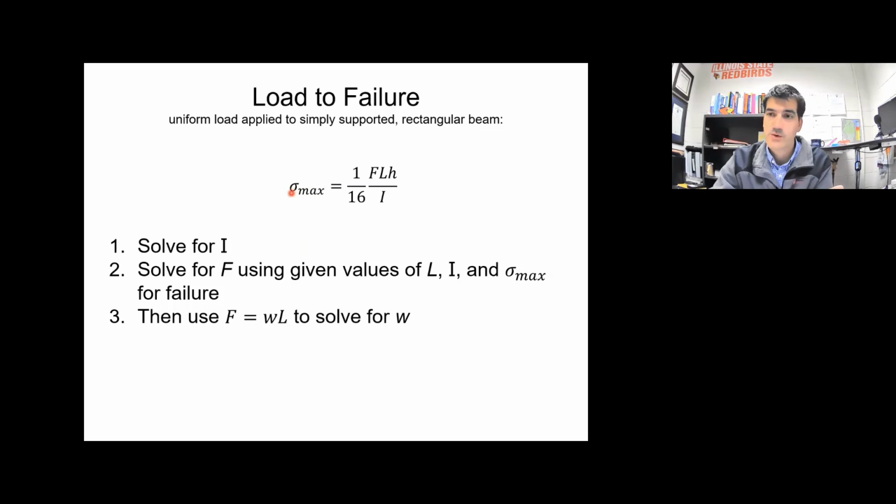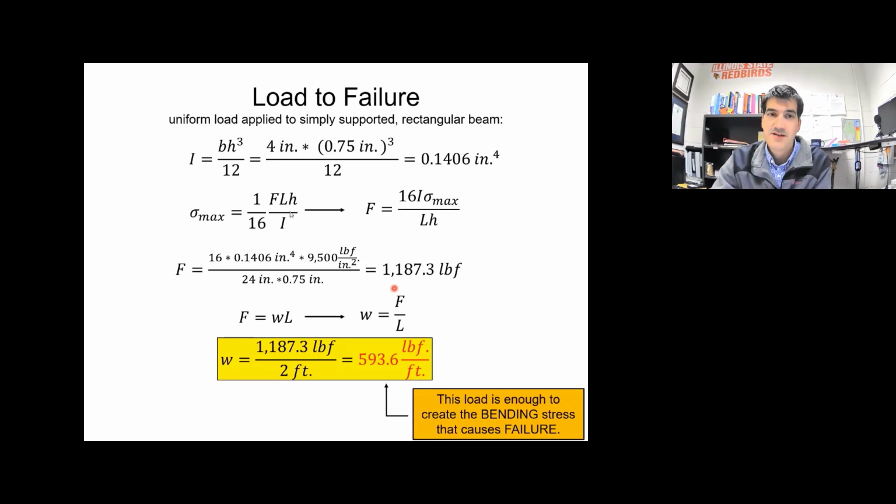So what do we have to do? We have to find I, which we already had from the previous problems. It's the same geometry. Then we're going to solve for F, and once we know F, we're going to use F equals WL to solve for W, which is the uniform load. All right, so let's do that. Here's the moment of inertia. It's the same thing as it was in the previous two problems. The geometry hasn't changed, so we still have a moment of inertia of 0.1406 inches to the fourth.